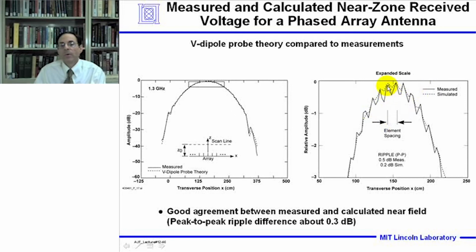And the measured ripple is higher than the simulated ripple, but the amount of ripple is similar. It's a half a dB for the measurements and 0.2 dB in the simulations. So in summary, there's good agreement between the measured and calculated near field, and the peak-to-peak ripple difference is about 0.3 dB.